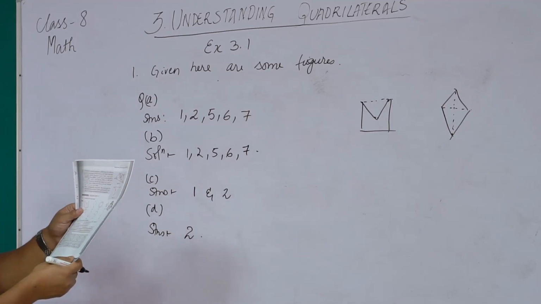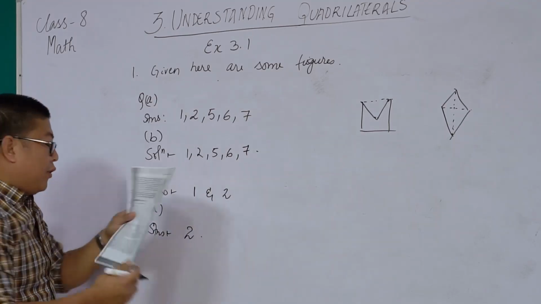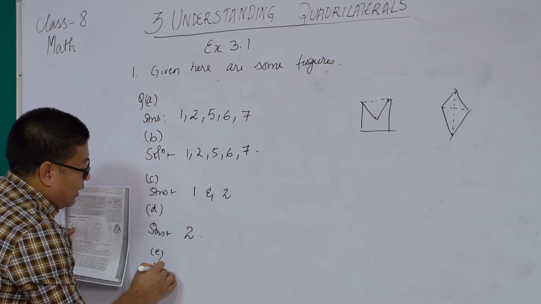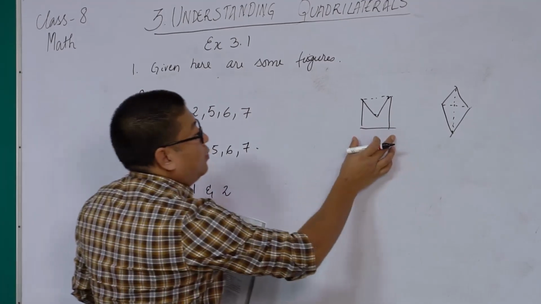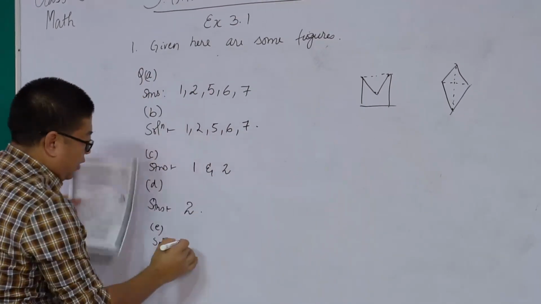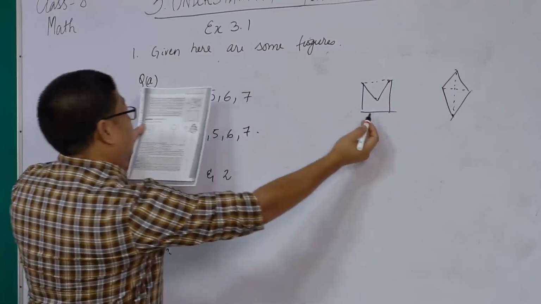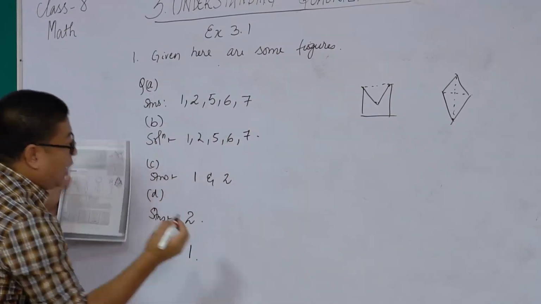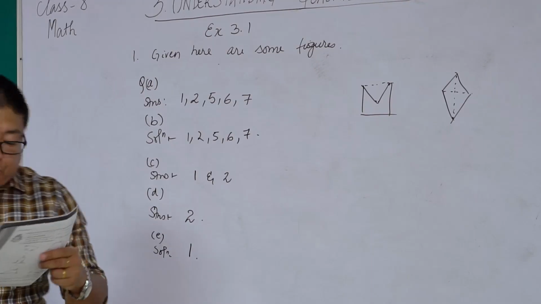Similarly for E, among the 2, this is a concave polygon. So this figure is your number 1. So 1 is a concave polygon.